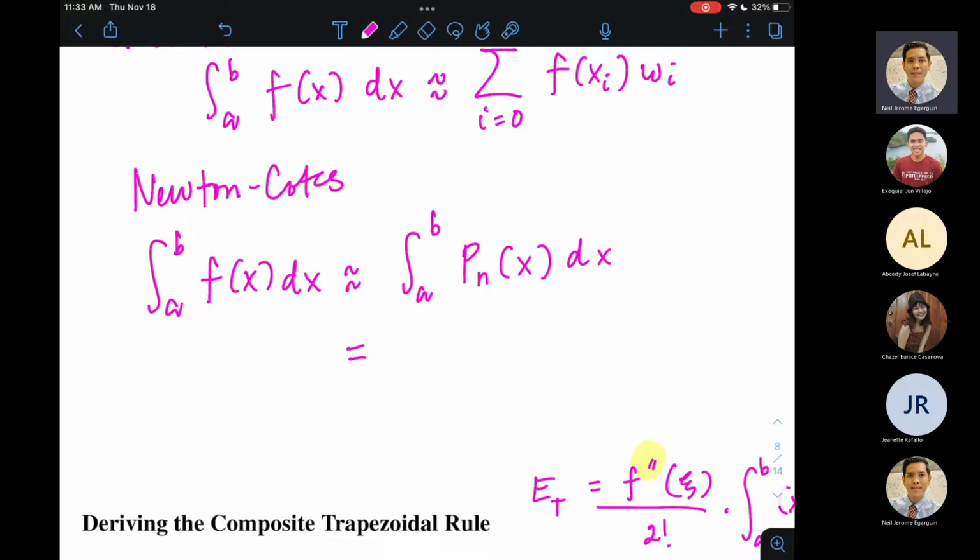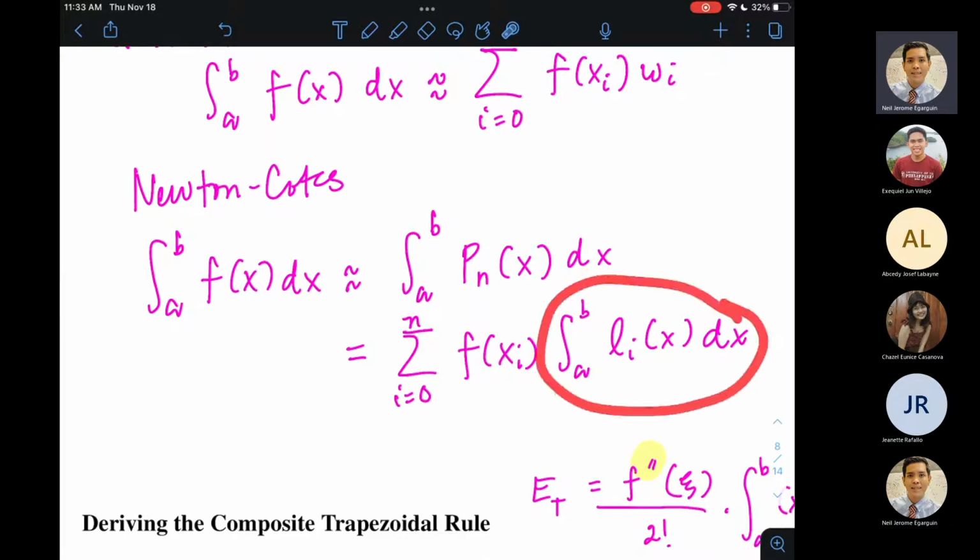the sum of function values times the integral from a to b of the Lagrange basis polynomial over the interval ab. So basically, mag-fit in siya sa framework ng quadrature rules wherein the weights for each of the function values will be the integral of the associated Lagrange basis polynomial.